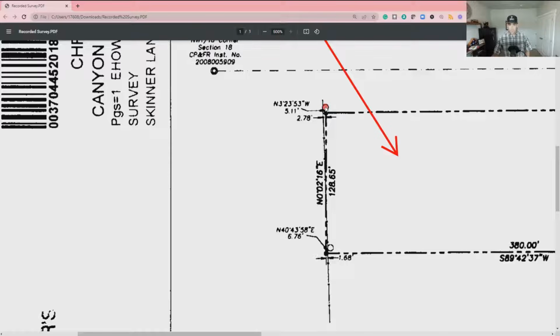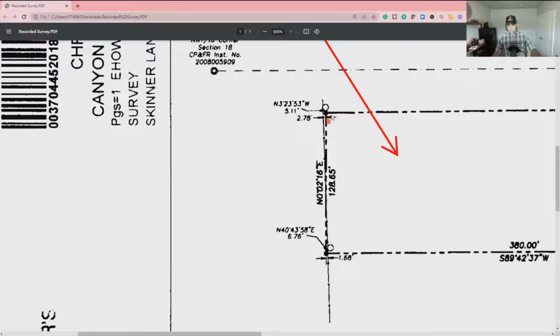This is the found corner that was here. The fence isn't even in the right spot, but this is the actual found 1/2-inch rebar. This is the one that was set here. So it's off 2.78 feet. So the fence can actually move over from his property an extra 2.78 feet, so it's a straight line and it's actually on the property line.